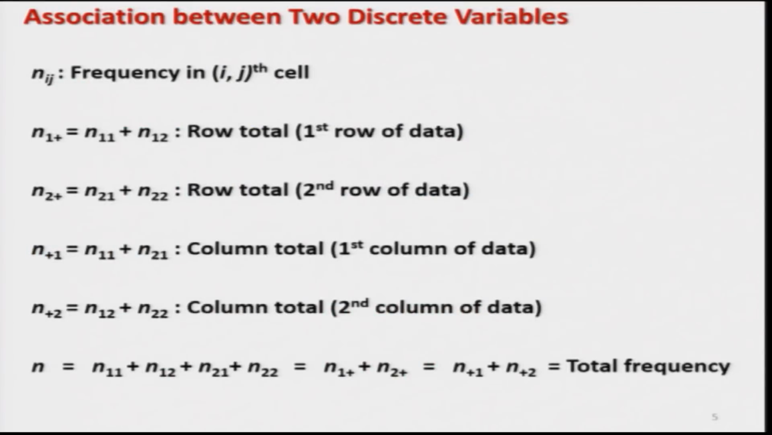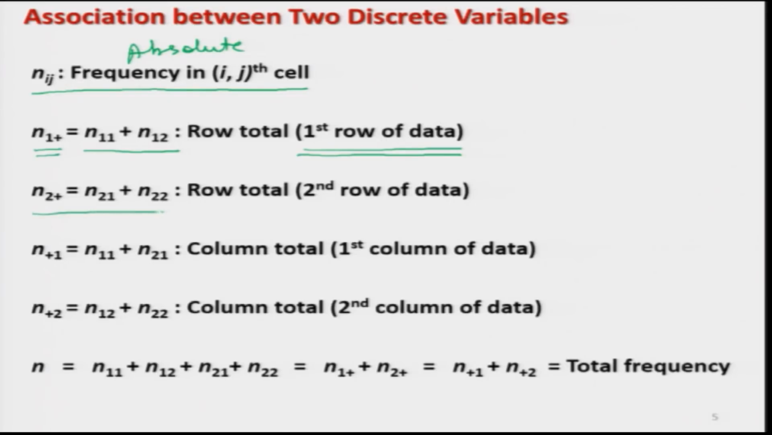Now, if you try to see what the different symbols in general are indicating, I have summarized this here. You see here Nij. In general, this is the frequency in the ijth cell, and essentially this is the absolute frequency, a better terminology. Similarly, n1 plus indicates the row total, n11 plus n12. So, this is indicating the first row of the data, or the sum of the frequencies in the first row of the table.